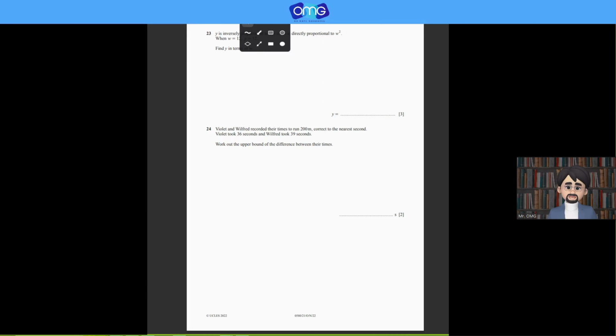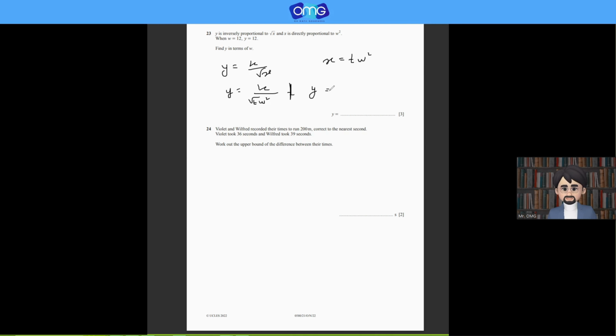Number 23, y is inversely proportional to root x. So y equals k over root x, and at the same time x is directly proportional to w squared, so this is t times w squared. We just simply substitute because this is the same x. So y equals k over root t w squared.